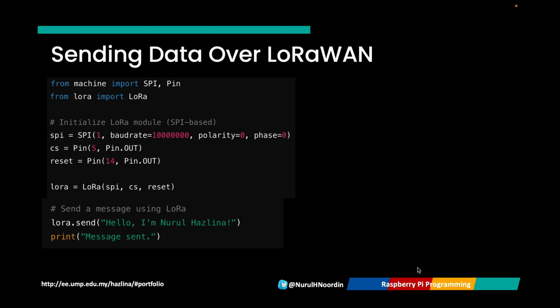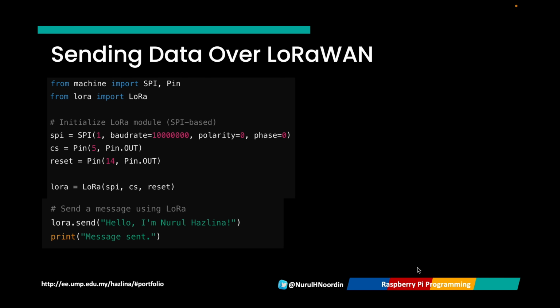Now, let's configure the LoRa module pins. CS is assigned to pin 5, Pin.OUT, which configures GPIO pin 5 as an output for chip select. The CS pin is used to select the LoRa module when multiple SPI devices share the same SPI bus. Reset is assigned to pin 14, Pin.OUT, which configures the GPIO pin as an output for the reset pin, RST pin. The reset pin ensures that the module is properly initialized before communication begins.